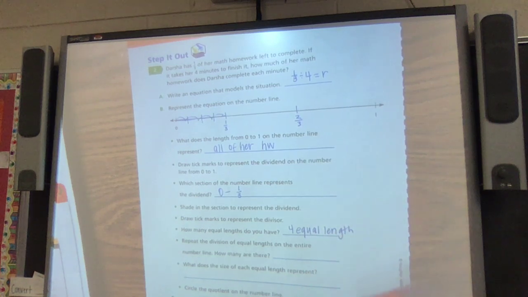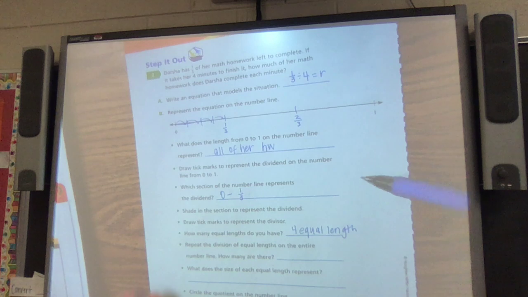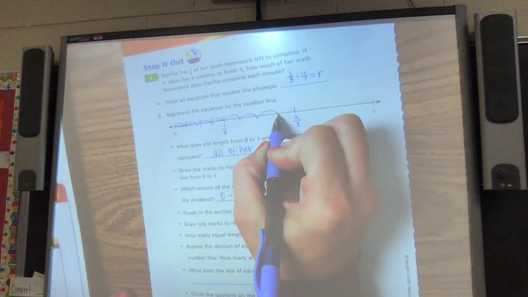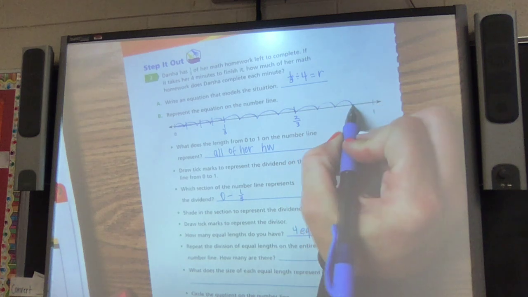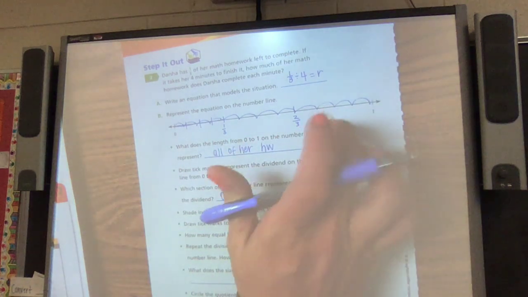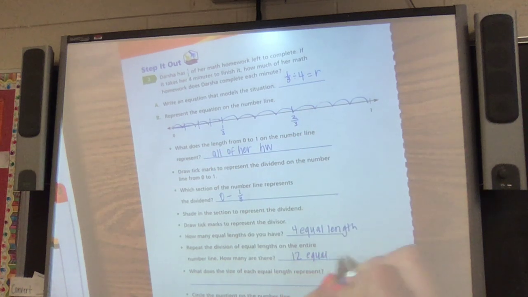Repeat the division of the equal lengths on the entire number line. How many are there? So this is where it's going to help you know what that denominator is. So if we keep on, that was 4, 5, 6, 7, 8, 9, 10, 11, 12, because we're going to put them all into 4 equal parts. So that's helping you know there are 12 equal lengths on the whole thing.